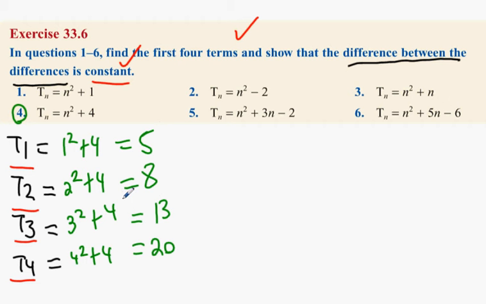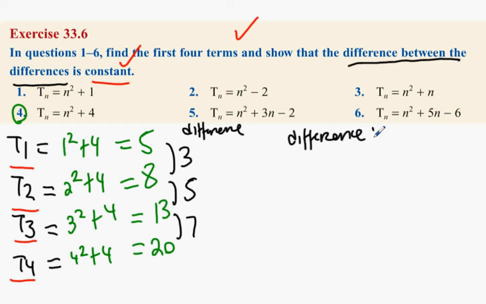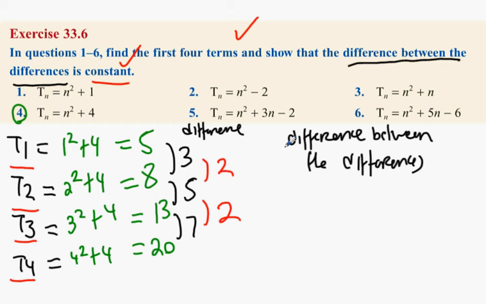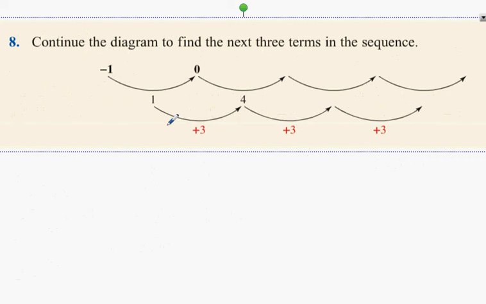Yes? Now, the difference is 3 for the first two, 5 for the second two, and 7 for the third two. The difference of that is the difference between the differences. Okay? The black numbers here are the differences, and the difference between them again is the number 2, and that's all we need to know. The difference between the differences. Okay?